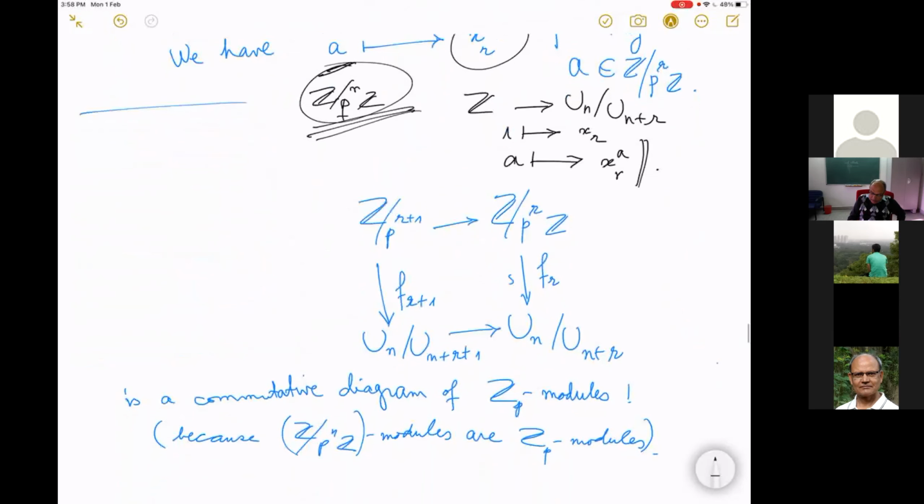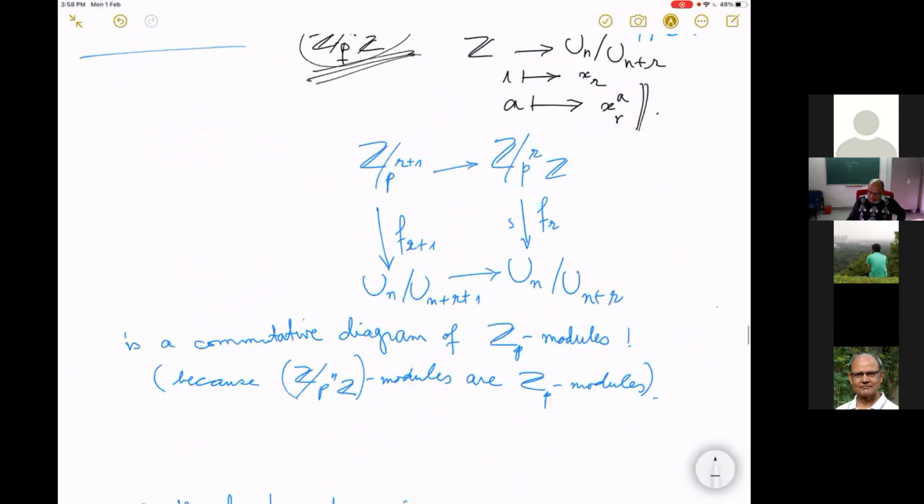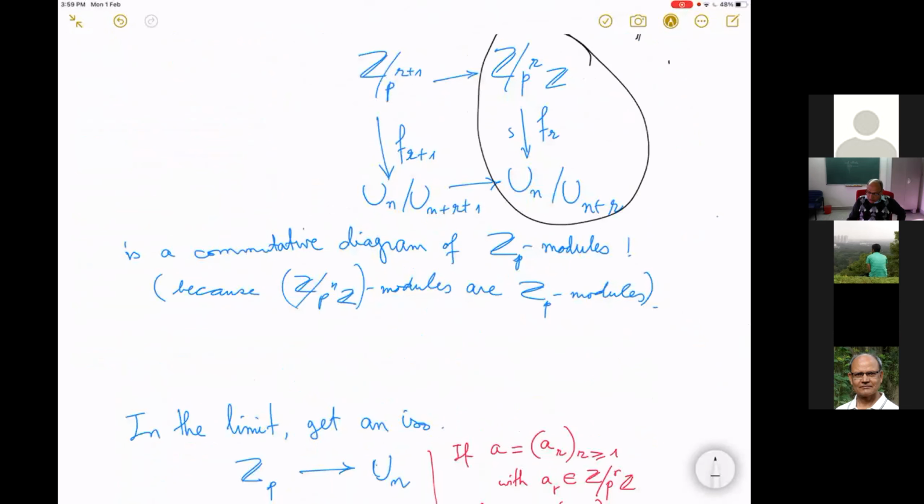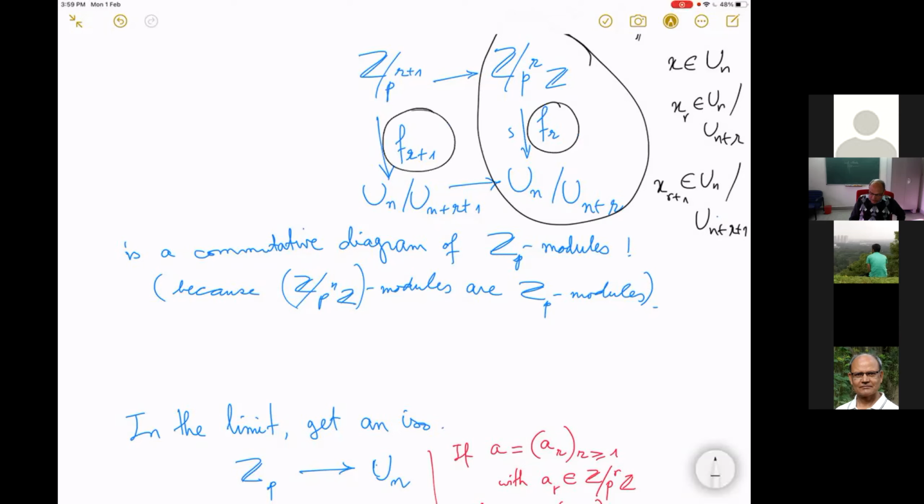So this is the map I've constructed. Suppose I have now an element x in U_n, and x_r is the image in U_n modulo U_{n+r}, and x_{r+1} is the image in U_n modulo U_{n+r+1}. Then I'll have a map f_r and a map f_{r+1}. And obviously this square will commute, right?